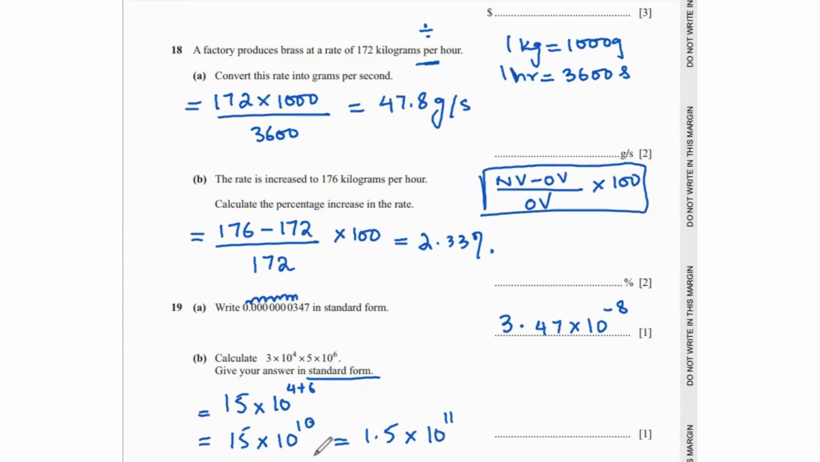I move the decimal towards the left-hand side. If you're thinking where is the decimal, every whole number has a decimal at its end. So 15 is the same as 15.0. So if I move this decimal one place to the left-hand side, I'm going to add 1 to the power over here with 10. So 10 becomes an 11, and it's 1.5 times 10 to the power of 11 in standard form. Don't leave it as 15 times 10 to the power of 10. They will not give you a mark for this.